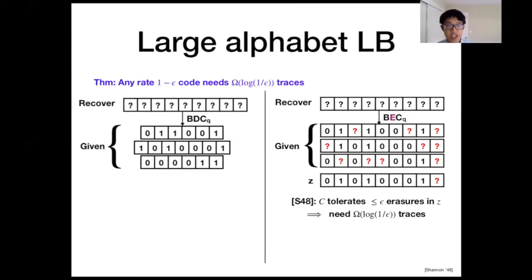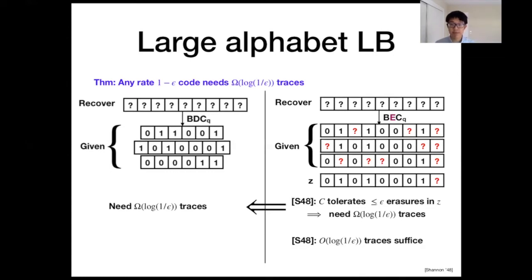A classical result of Shannon says that any rate 1 minus epsilon code can tolerate at most epsilon fraction of random erasures. But in the erasure channel, if we're receiving t traces, each with erasure probability q, that's basically the same as receiving 1 trace with erasure probability q to the t, because the only time we don't know a symbol is if it's erased in every trace. So now we just need the erasure probability q to the t to be at most epsilon, which means that t needs to be at least log 1 over epsilon. Therefore, you need at least log 1 over epsilon traces for the deletion channel.